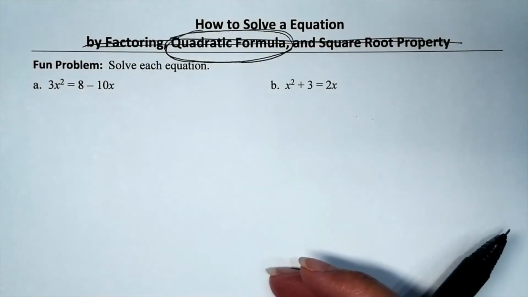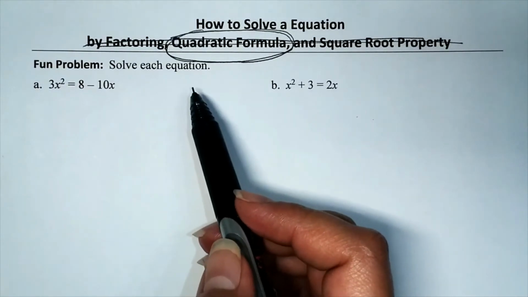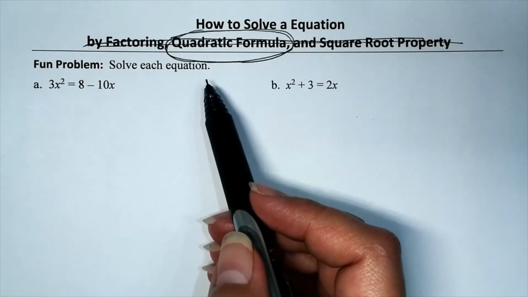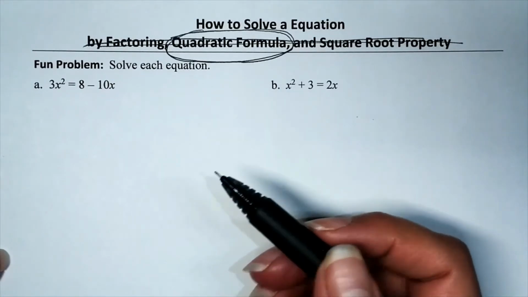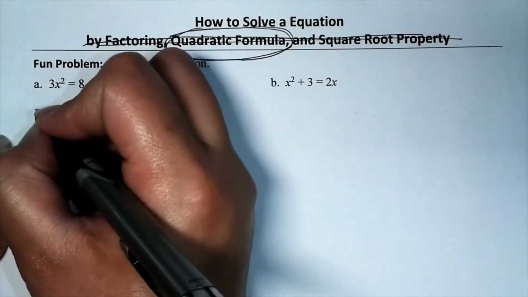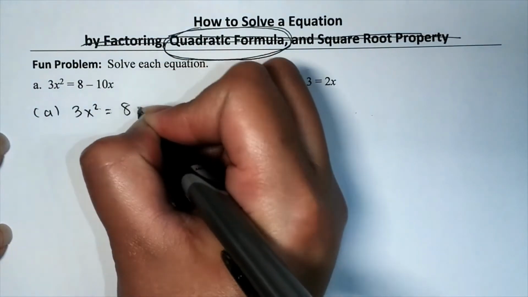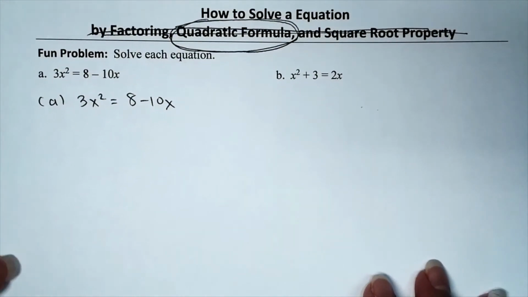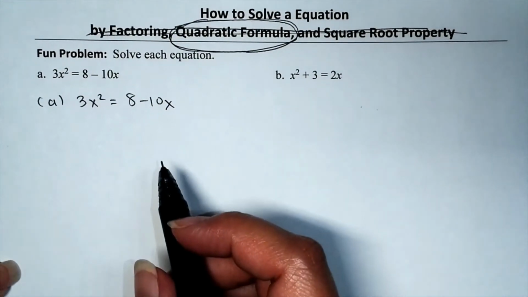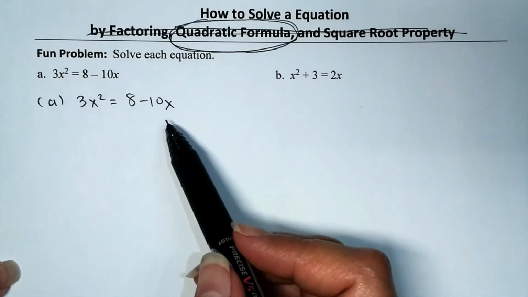Okay, so it says solve each equation. So what I want to point out is this: it doesn't say what technique to use, so it's a personal choice. So let's do this. Let me go ahead and write down the problem. Problem A, we have 3x squared is equal to 8 minus 10x.